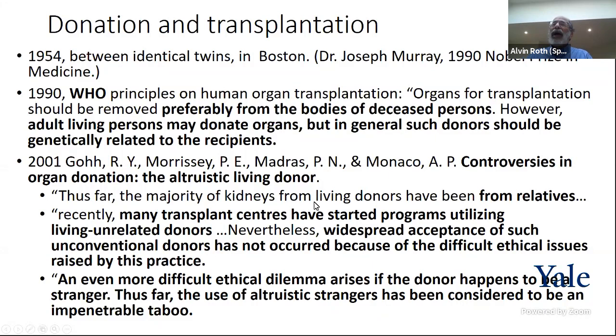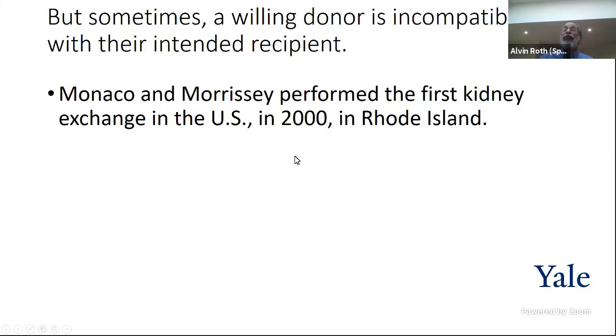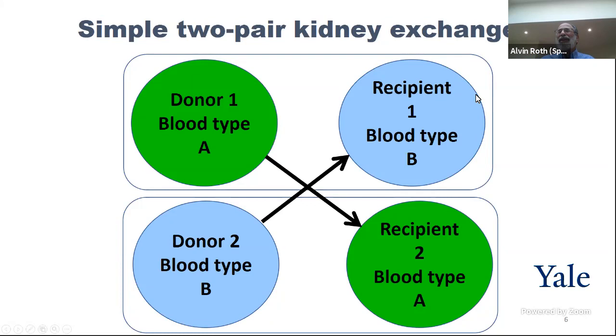Now, Morrissey and Monaco actually performed the first kidney exchange in the US. The issue is that sometimes you love someone enough to give them a kidney, but you can't give them your kidney because kidneys have to be well matched. So the first kidney exchange looked like this. Donor one wanted to give a kidney to recipient one, but they had incompatible blood types, donor type A and recipient type B, and donor two and recipient two had the same problem in reverse. So you look at the picture and you can see we need a blood type B kidney and we need a blood type A kidney and we have both.